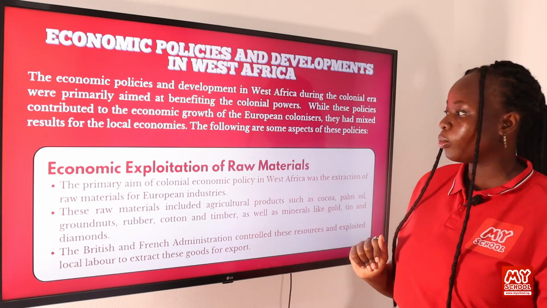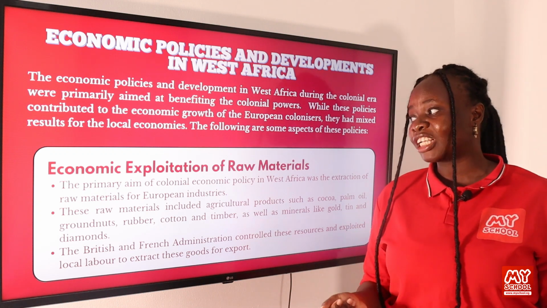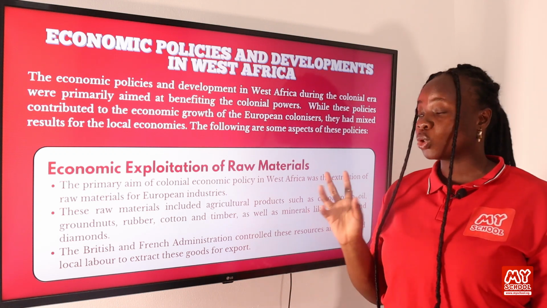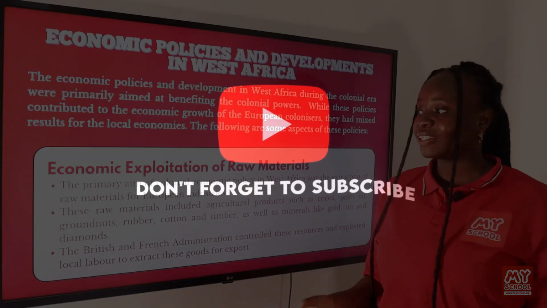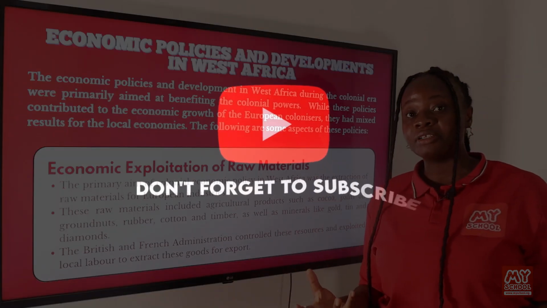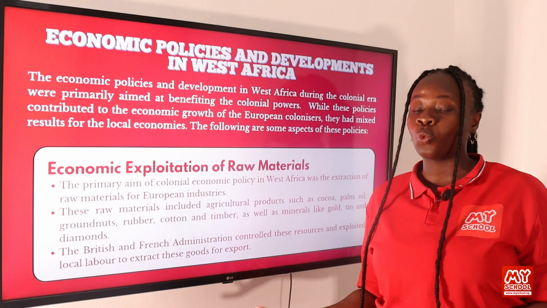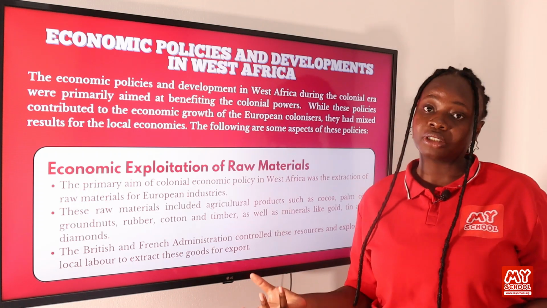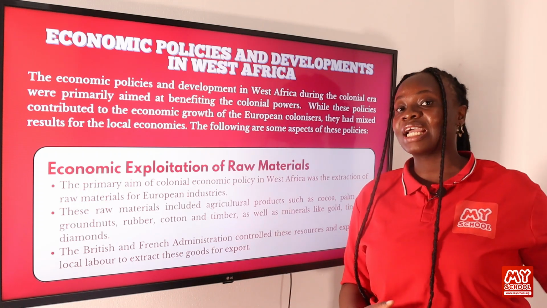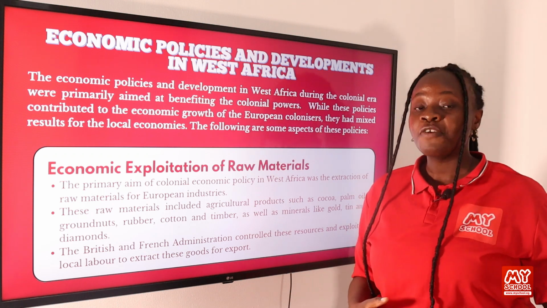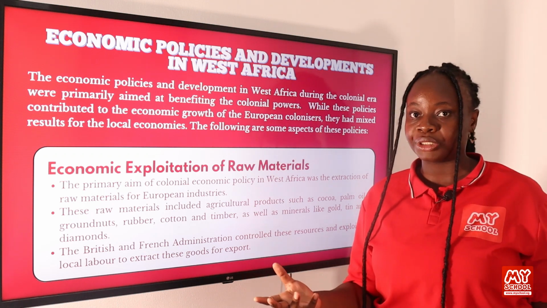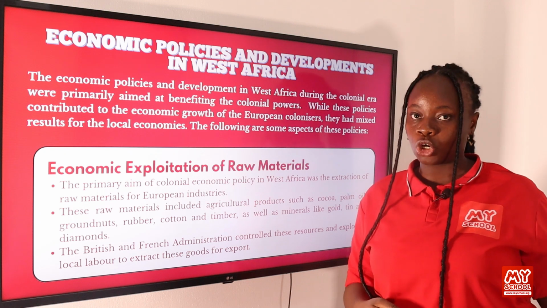One of the economic policies was the economic exploitation of raw materials. Though it was not phrased in this way, we understand that when they came here, their primary reason for colonizing us was to get as many raw materials as they could to their industries so that they could create finished goods to sell to other countries and improve the British economy.